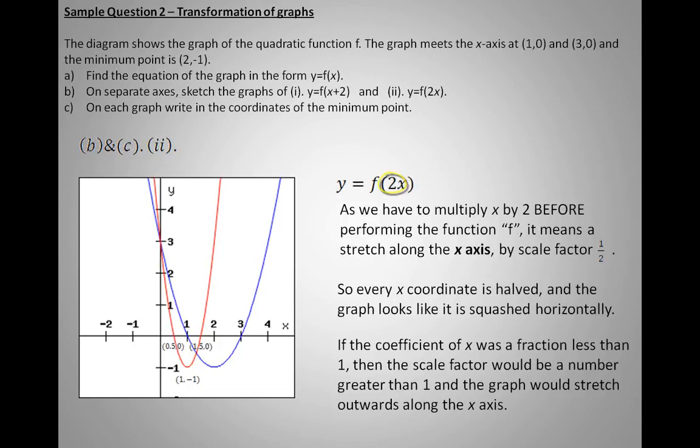If the coefficient of x was a fraction less than 1, then the scale factor would be greater than 1, as it is the reciprocal, and the graph would stretch outwards horizontally.